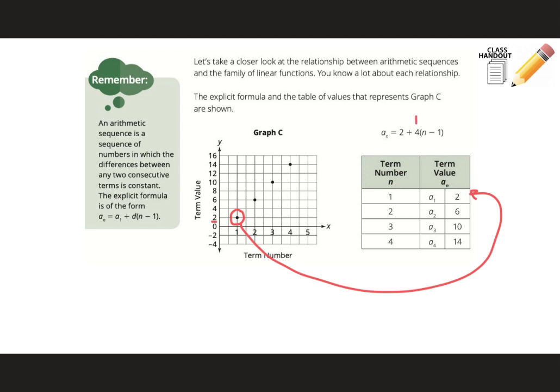And then we can see that our common difference is 4. So to go from 2 to 6, we know we add 4. From 6 to 10, we add 4. From 10 to 14, we add 4. So this shows that my common difference is equal to 4. Just a reminder that the explicit formula for our arithmetic sequences is a1 plus d times n minus 1. So a1 is our first term, d is our common difference.